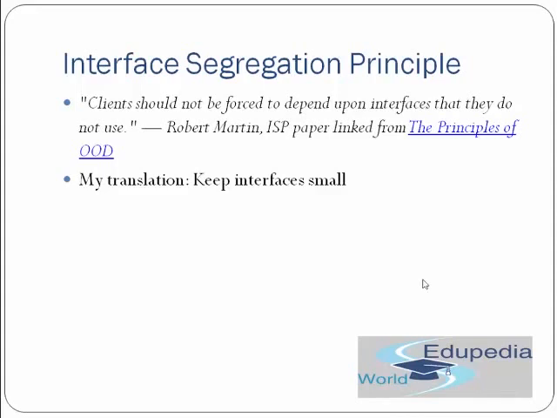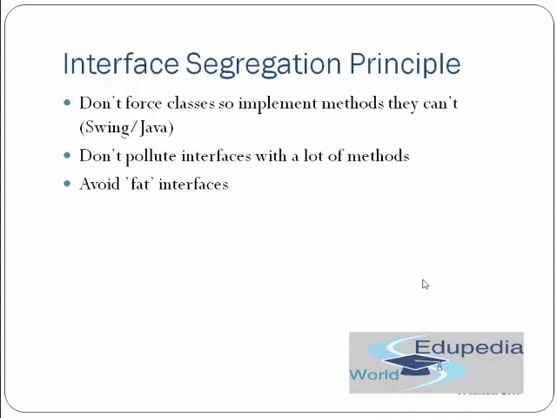And keep your interfaces small, because in a bank application, if your client needs to just add money and is not in need of taking out money, then you should have a separate interface which will just give him the functionality to add money, not to take out the money. So that is the concept. And it further says that don't force classes to implement methods that they can't. Okay, so can't means they don't need to. Do not pollute interfaces with lots of methods, and avoid fat interfaces.